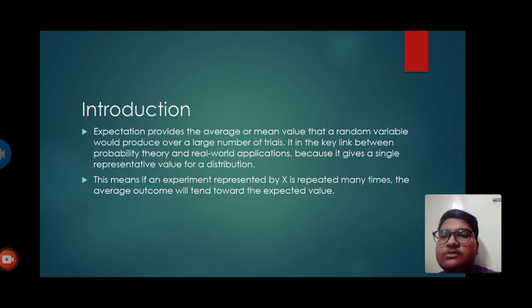Expectation provides the average or mean value that a random variable would produce over a large number of trials. It is the key link between probability theory and real world applications because it gives a single representative value for a distribution. This means that if an experiment represented by random variable x is repeated many times, the average outcome will tend towards the expected value.